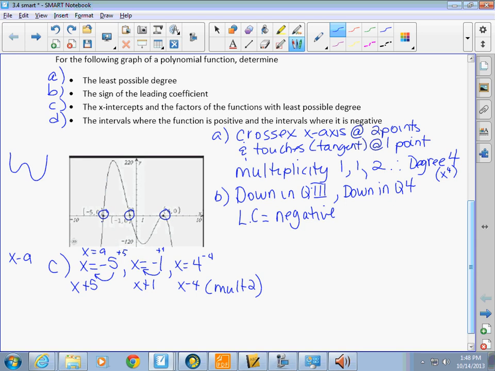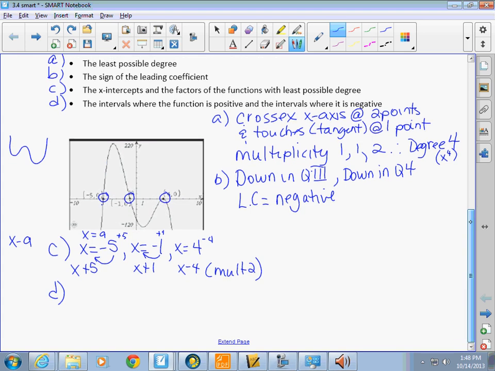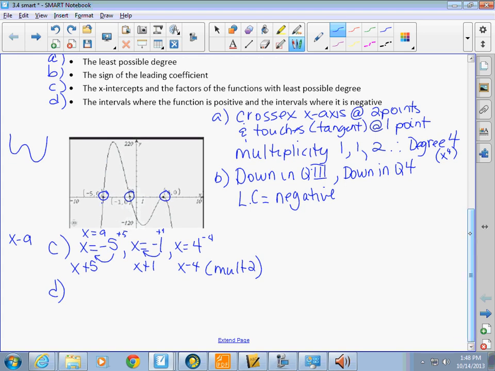Okay, and then D part asks you, at what points is the function positive and where is it negative? So my positive intervals. Positive interval just means where is it above the x-axis? Negative interval just means where is it below the x-axis. So between here and here, it's positive. And if I look at every other part on this graph, everything else is below. So I've only got one interval where my graph is positive.